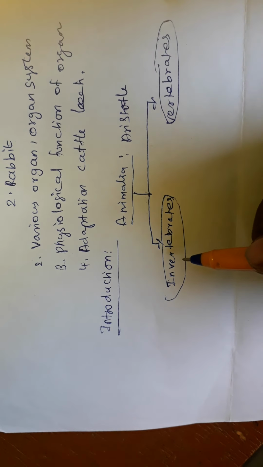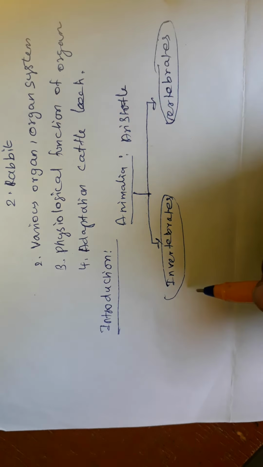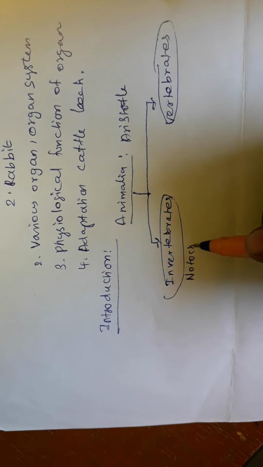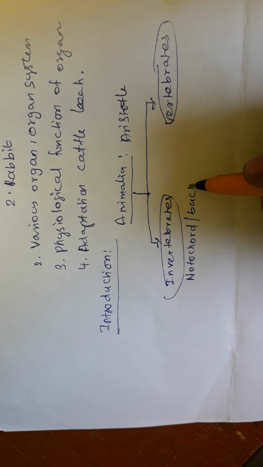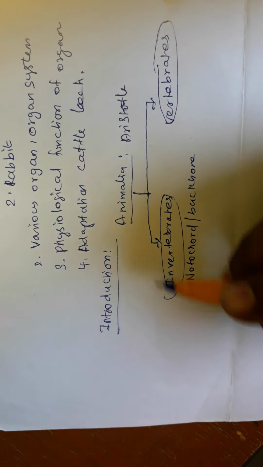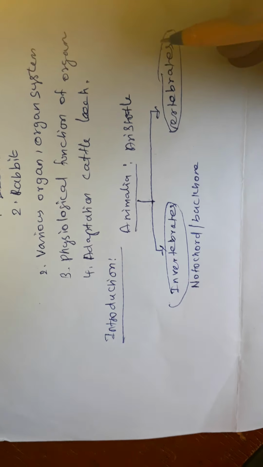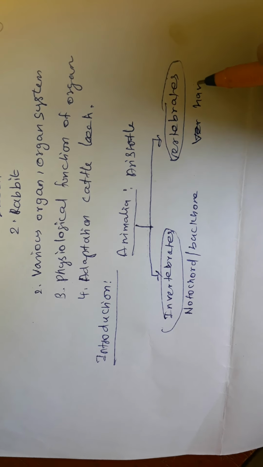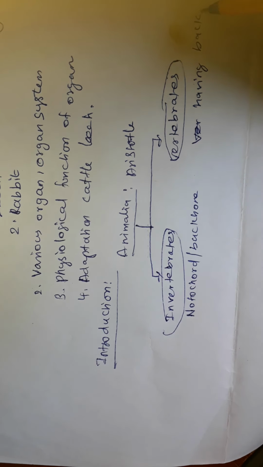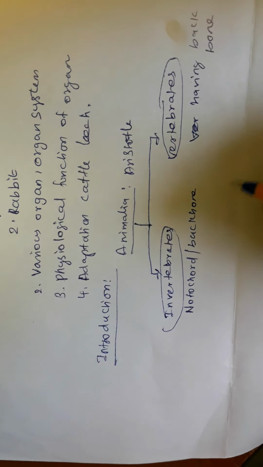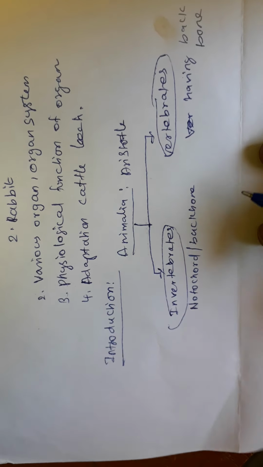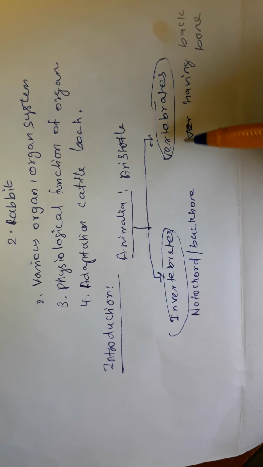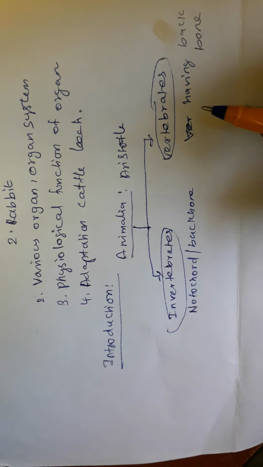What is meant by invertebrates? They do not have a notochord or backbone. Animals without a backbone belong to the category of invertebrates. And which animals are vertebrates? Those having a backbone. That's why we stand erect and walk, because our body is supported by a backbone. We belong to the vertebrates.